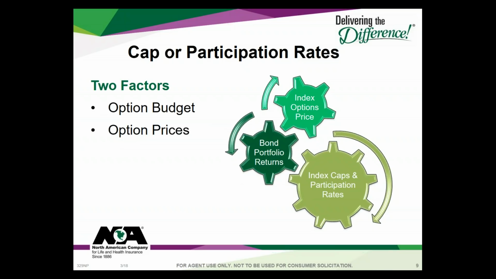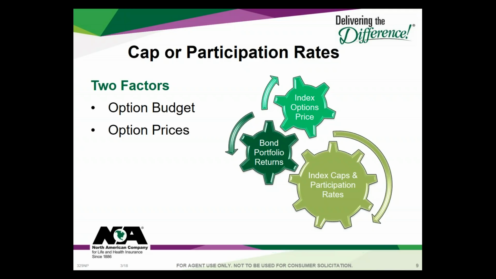So we have to identify two things. How much do we have to work with? What kind of returns are we getting on our bonds? And secondly, how much do the underlying options cost? And that's a free market item. So these things may go in the same direction, they may go in opposite directions, they may counteract each other, but because there are these two elements that can change, we need to have something in the design of a product that can accommodate for that.